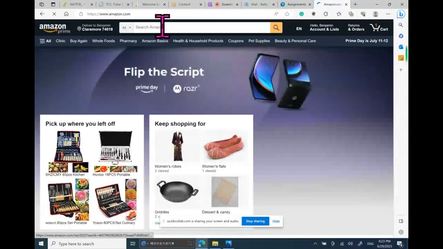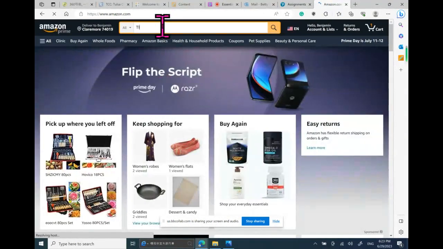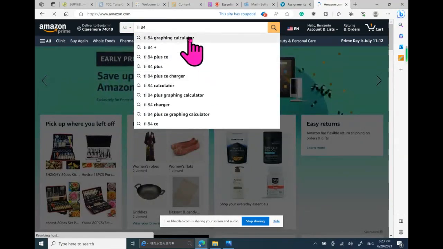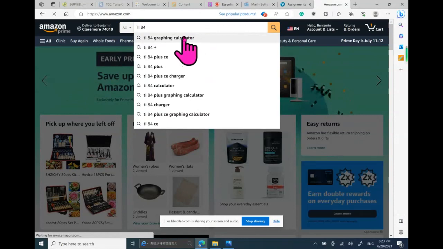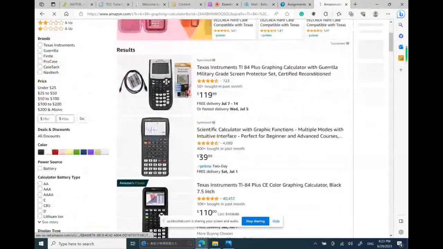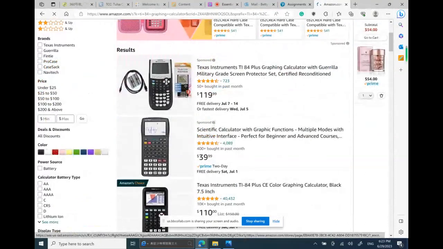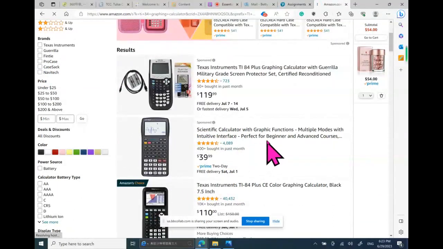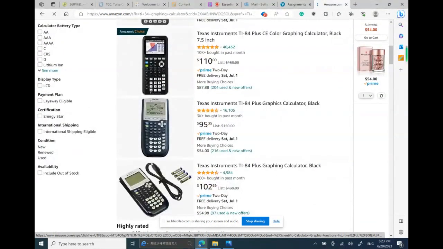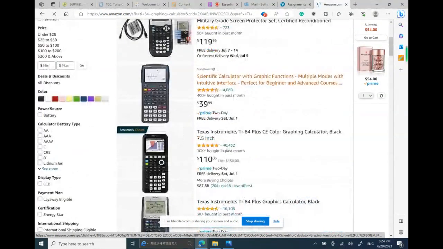If we go to Amazon, we enter TI-84 or 83, it's the same. Graphing calculator, very popular. You will see that some are more expensive than others. I think they might have a rental option. If you buy new, that's the price. I know it's pricey, just about $100.